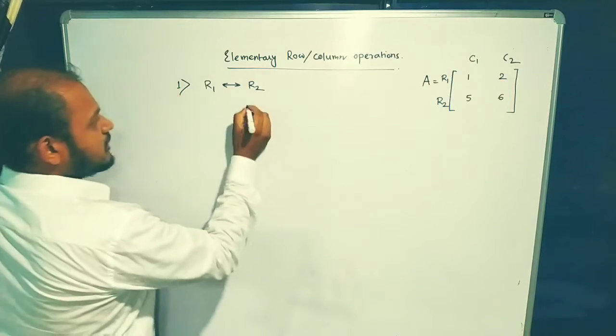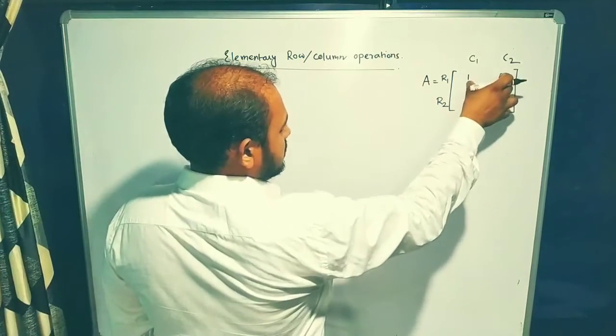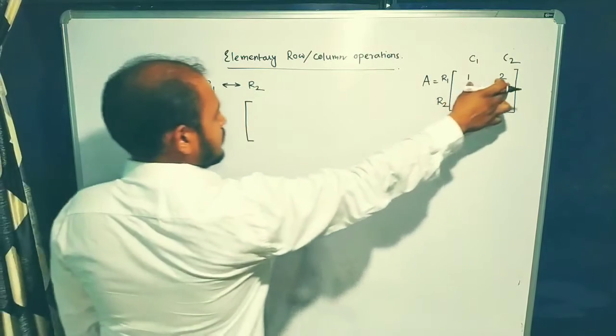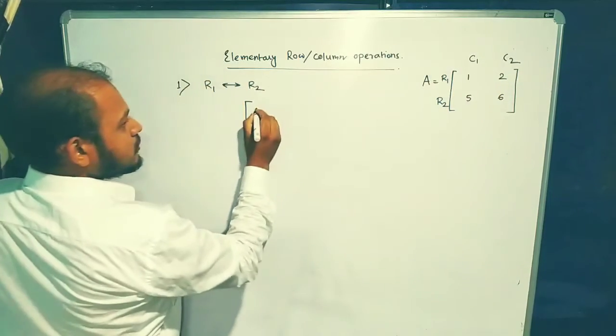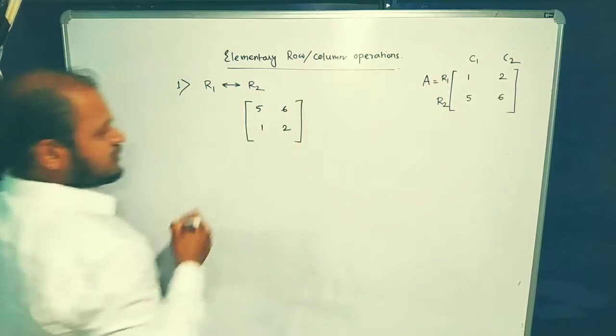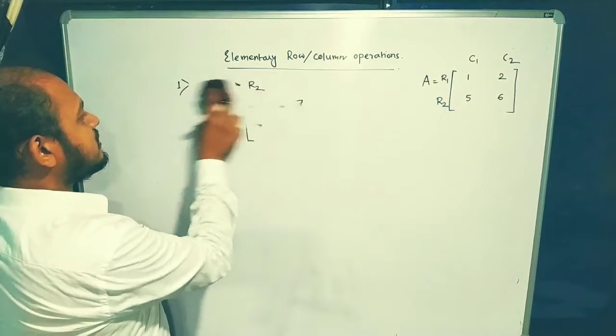So what does this matrix become after the interchanging operation? The second row gets to the first position and the first row gets to the second position. So these two rows just change their places. So it will be 5, 6, 1, 2. This must be clear to you, right? It is extremely easy. Let's look at the second operation.